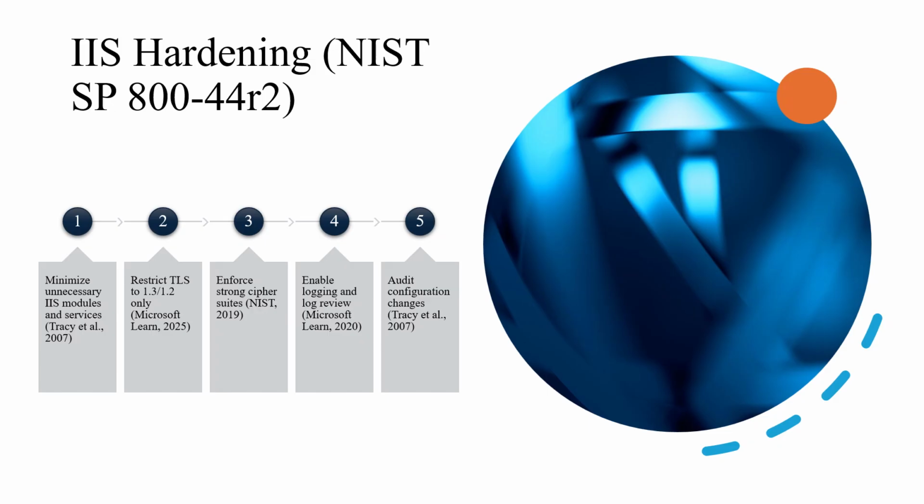First, minimize unnecessary IIS modules and services. Each extra feature increases the attack surface. Second, restrict TLS to versions 1.2 and 1.3. Older protocols are vulnerable and should be disabled. Windows Server 2022 supports TLS 1.3, which improves encryption and performance.